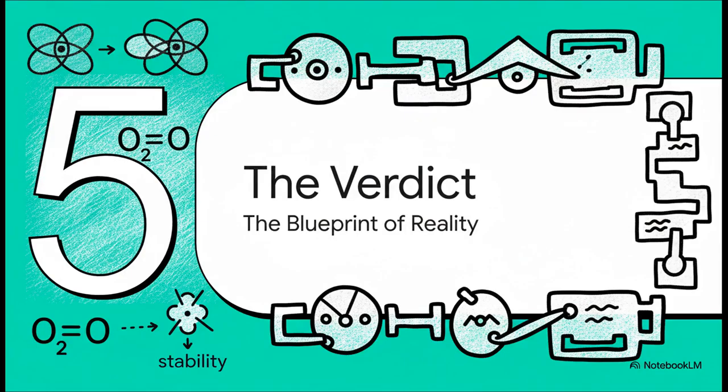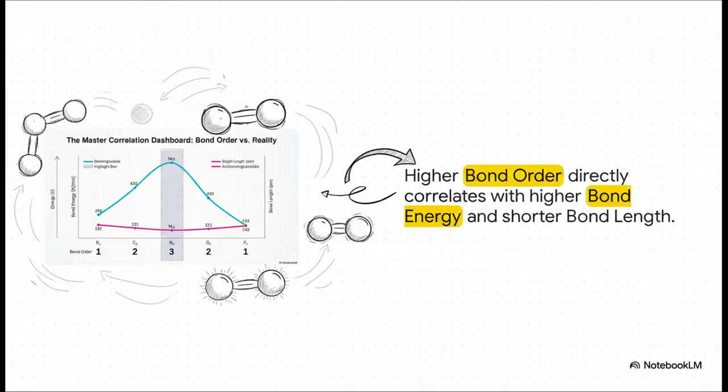So the blueprint totally cracked the oxygen case, but its predictive power goes so much further. It's like having a master dashboard for understanding the very nature of chemical bonds themselves. I mean, just look at this graph. It shows the blueprint in action, plain as day. Along the bottom, you have the bond order we calculate. And on the sides, you have real-world measured data for bond energy and bond length. The trend is just undeniable.